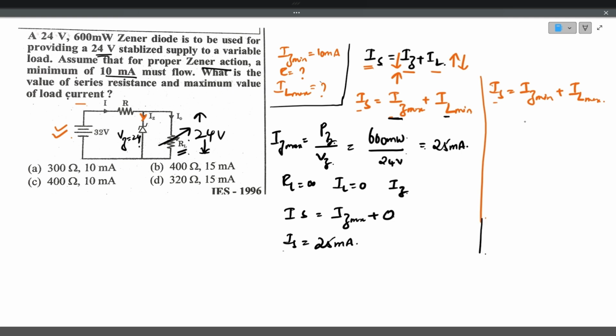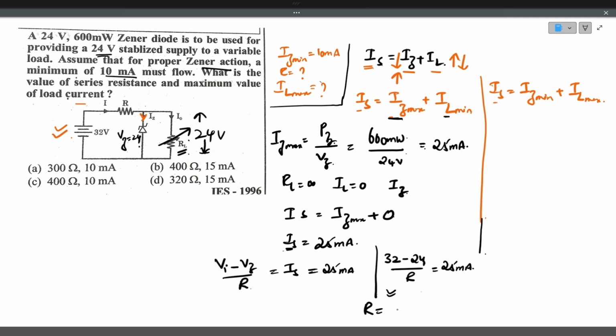Now the series current IS can be written as input voltage Vi minus Vz divided by resistance R, is equal to the series current IS, which is 25 milliamps. What is the input voltage? Input voltage is 32 volts. Zener voltage is 24, divided by R is equal to 25 milliamps. This is the equation we have. So from this, the resistance R is equal to 8 divided by 25 milliamps. So the resistance will be 320 ohms. This is the series resistance value.